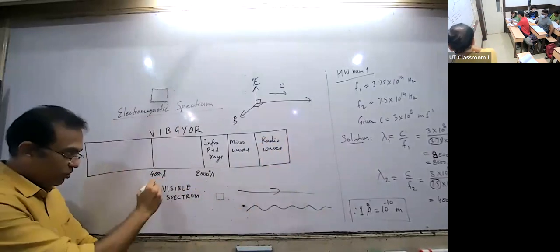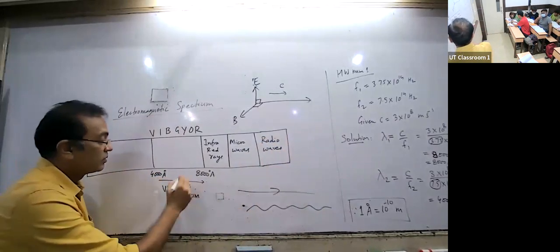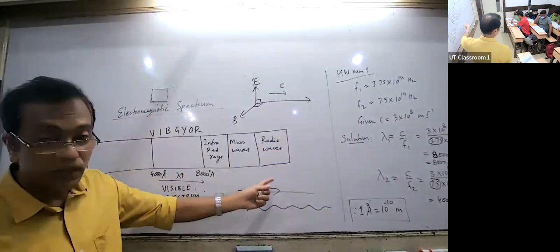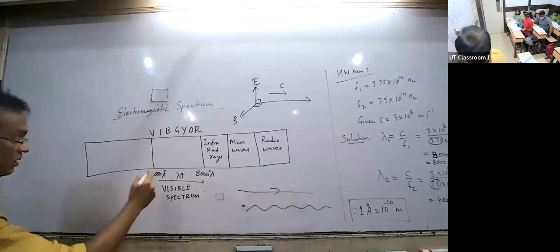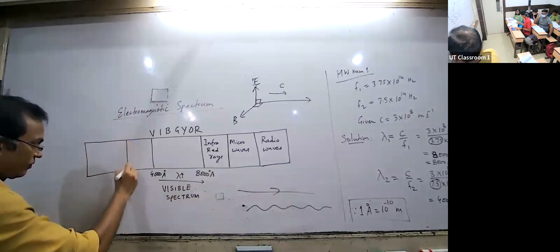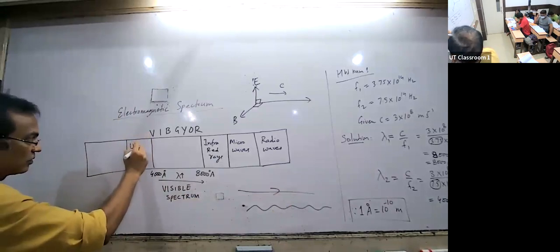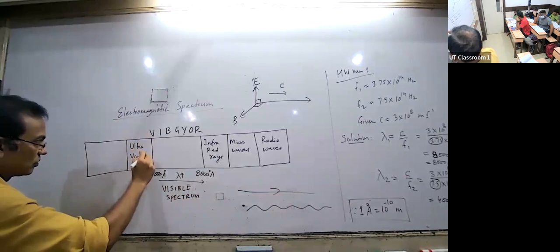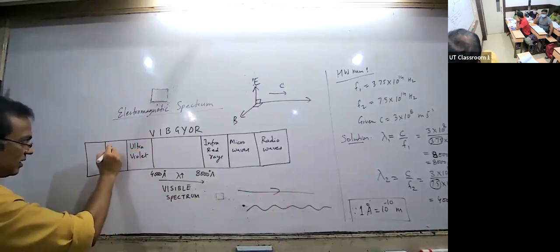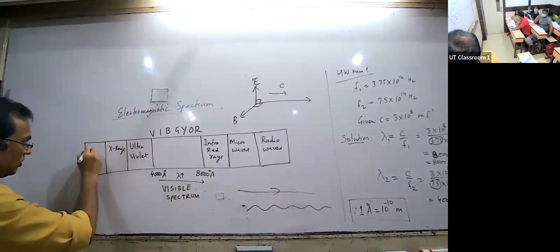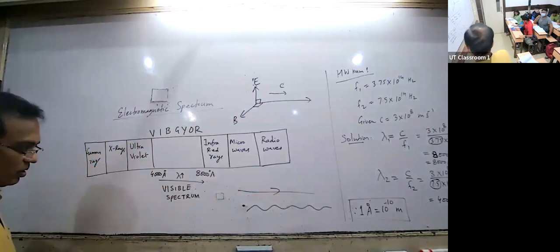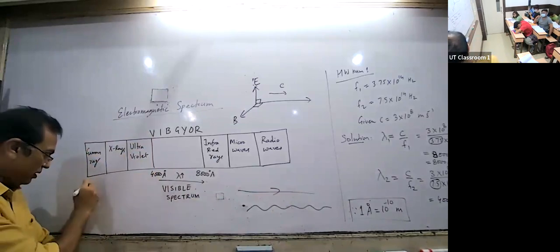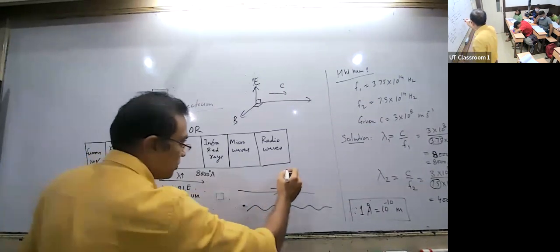Now, as you go from left to right, what is happening to the wavelength? Increasing. So which radiation will have maximum wavelength? Radio waves. Now let's come to the left side. Ultraviolet. So violet, ultraviolet. Beyond this, X-rays, and then you have gamma rays. Because when you go from left to right, here the wavelength will be least. Wavelength increases from left to right. This will have maximum wavelength.